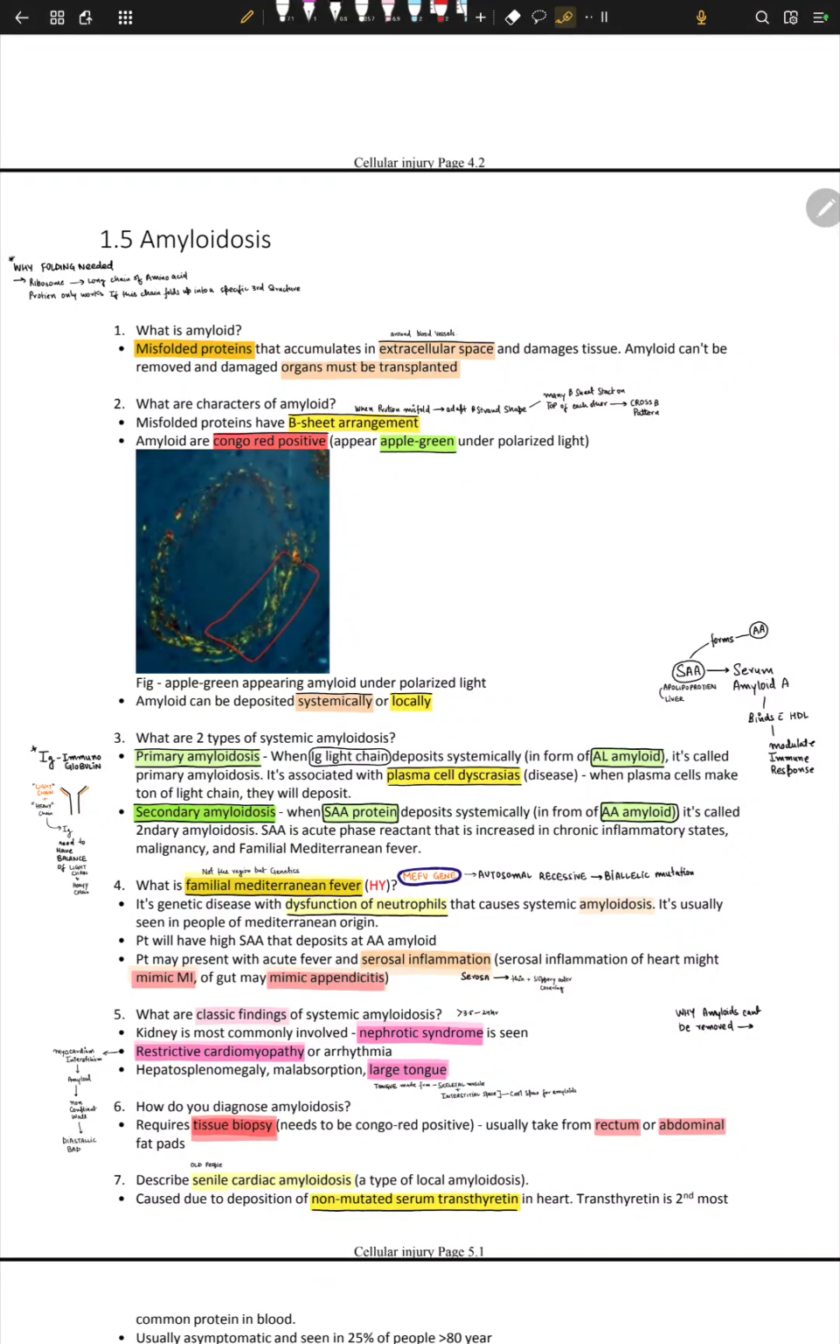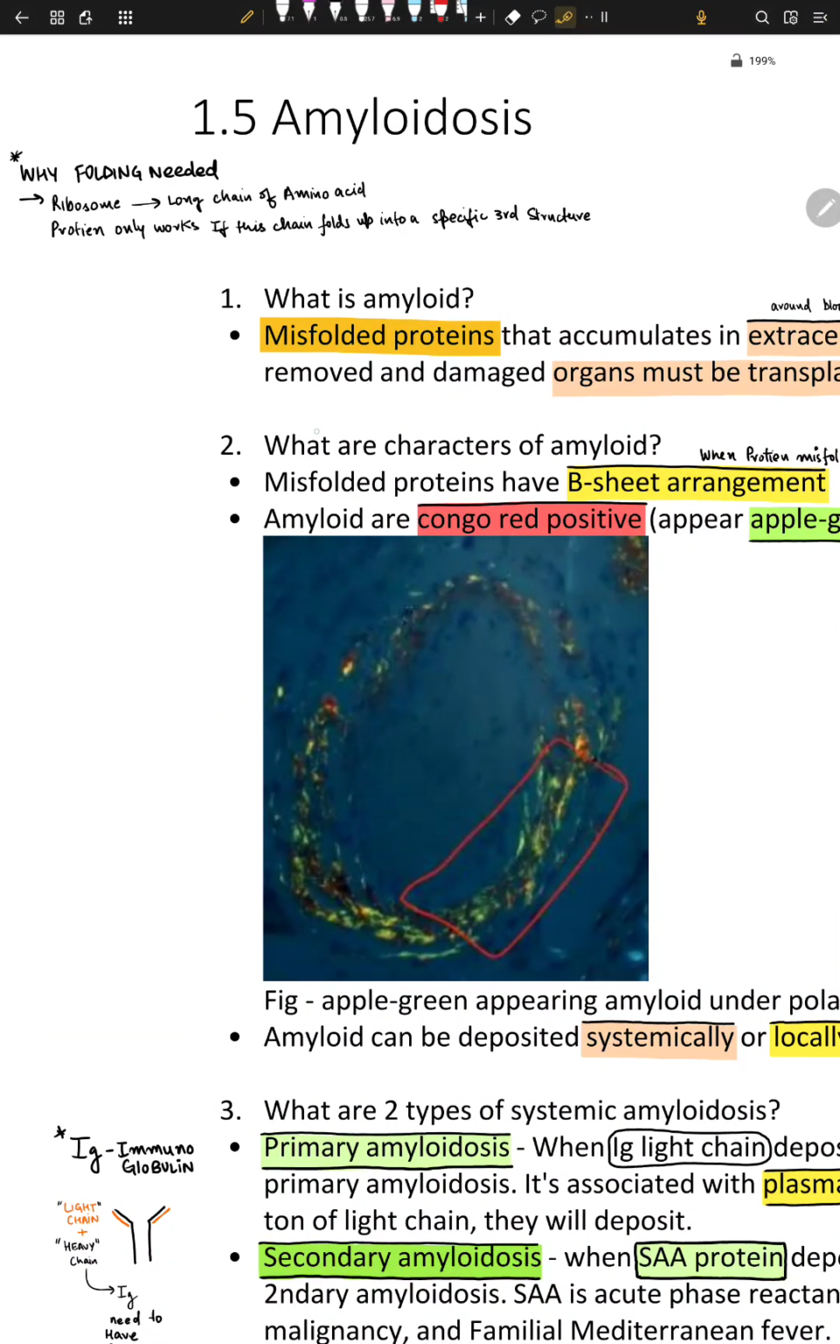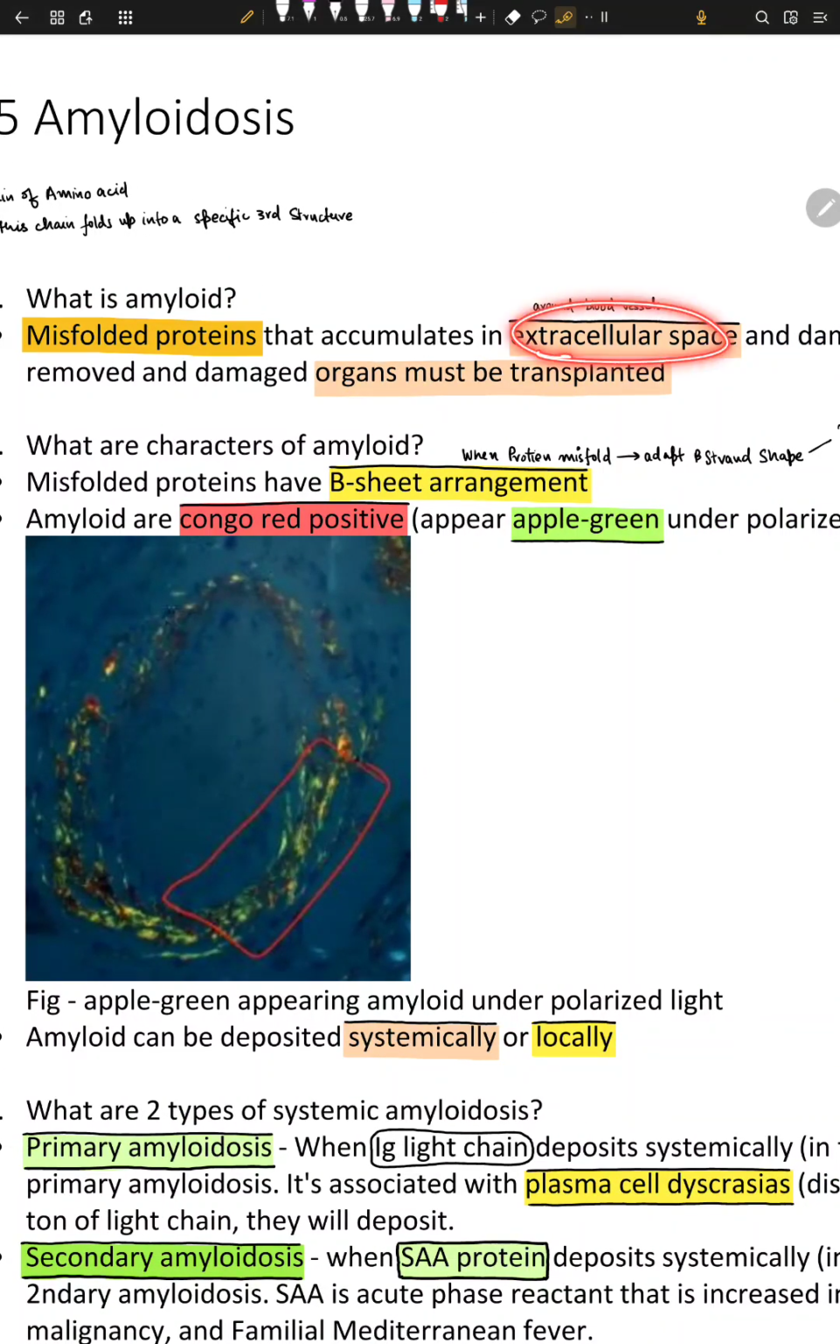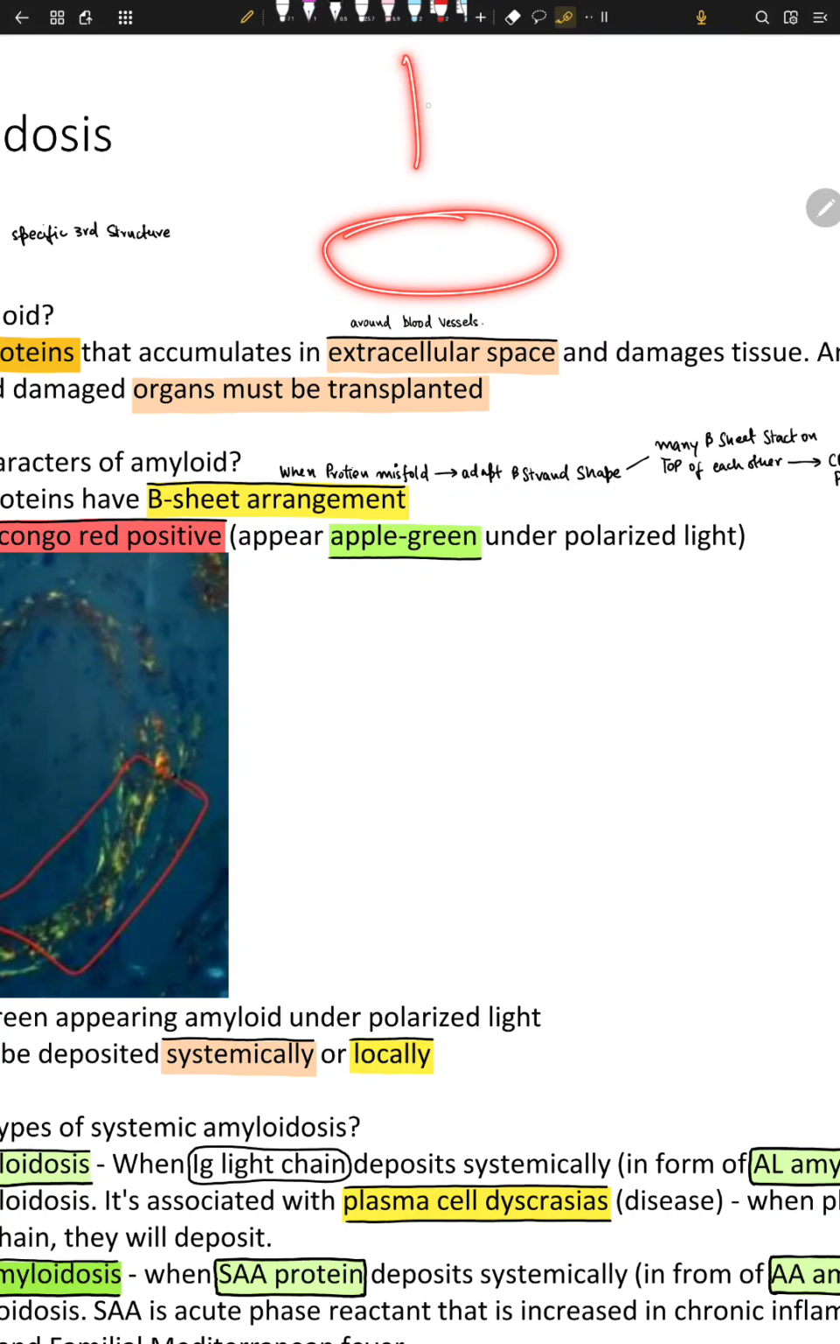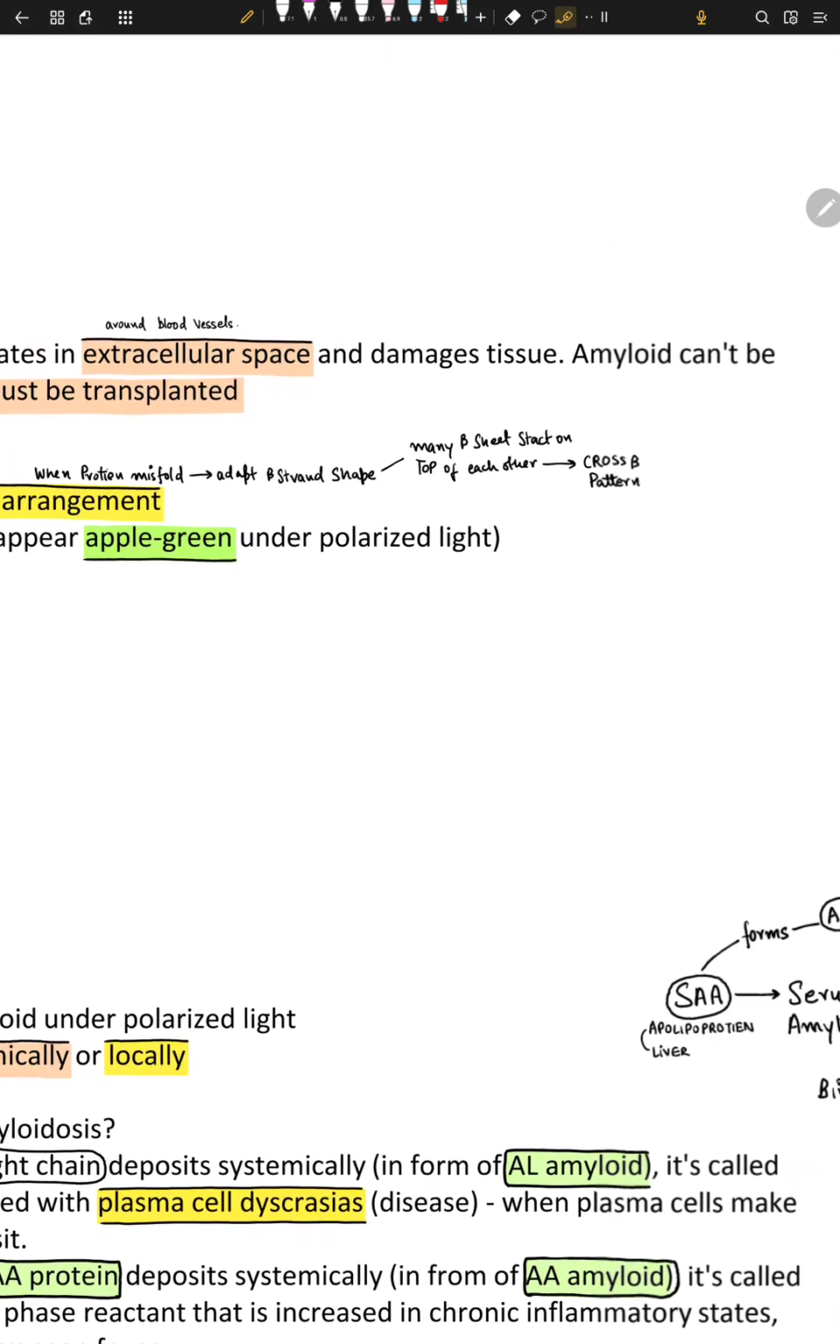Amyloidosis. Well, the word amyloid, it's a protein. And what is amyloid? It's a misfolded protein that accumulates in the extracellular space. This is a cell, this is a blood vessel, and the space between them is the extracellular space. The damaged tissue is accumulated there.